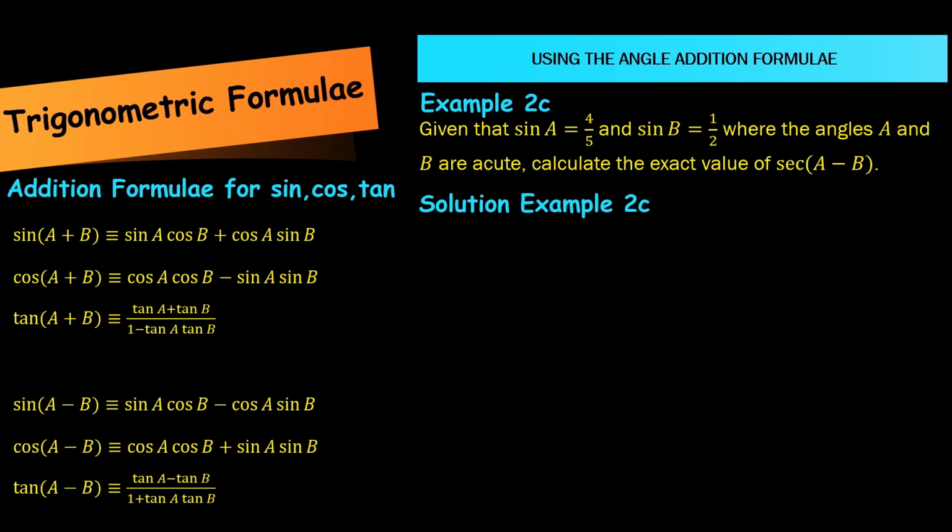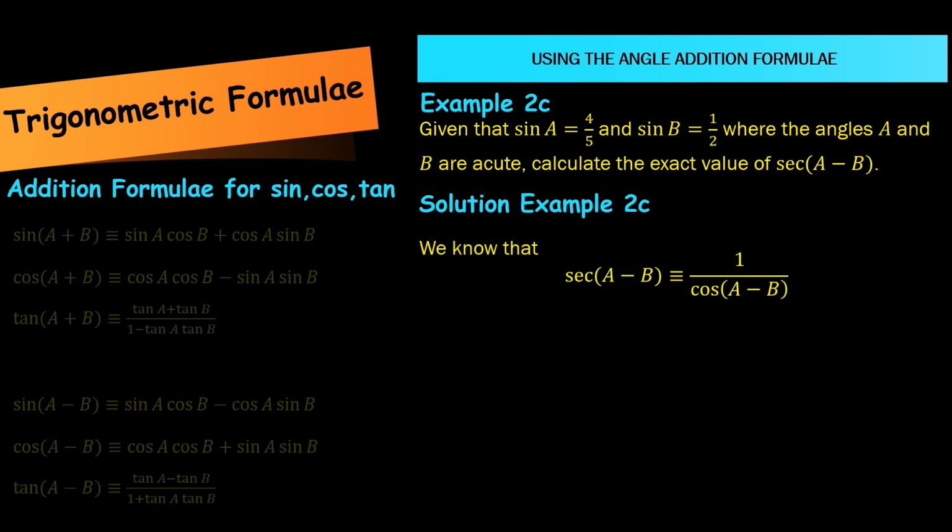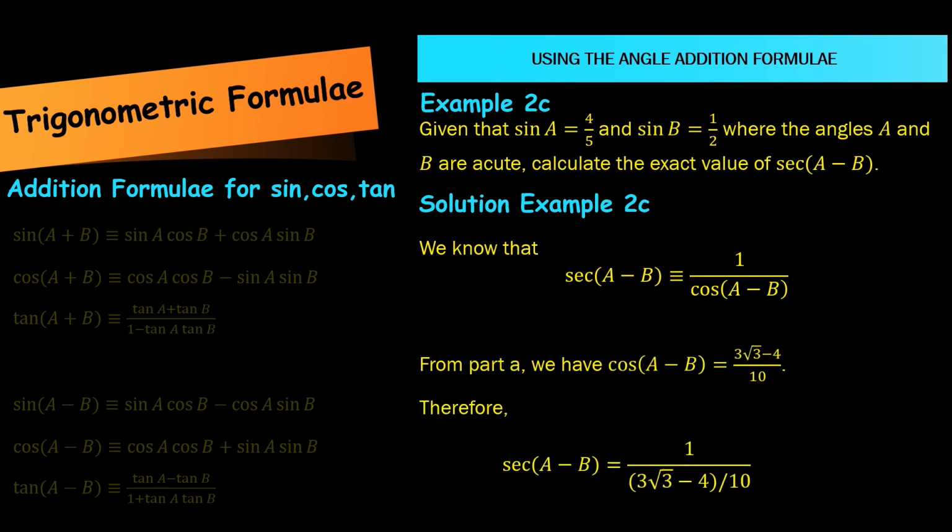So let's solve this. We know that sec(A − B) is identical to 1 over cos(A − B). Also, from part B, we have that cos(A − B) equals 3 root 3 minus 4 all over 10. So plugging this into the formula for sec(A − B) gives us this expression here, which when tidied up is equal to 10 over 3 root 3 minus 4.